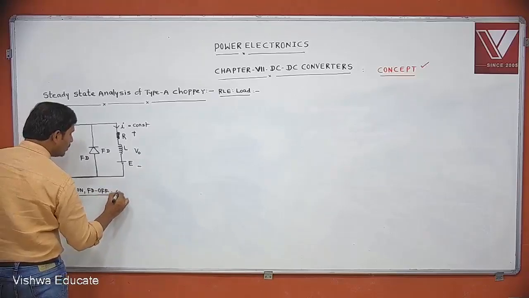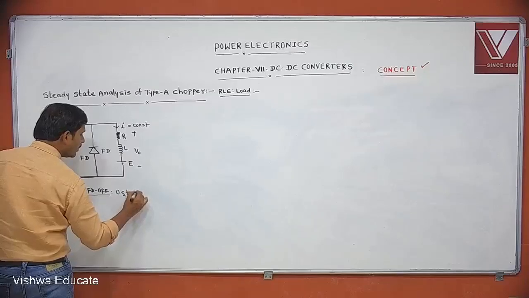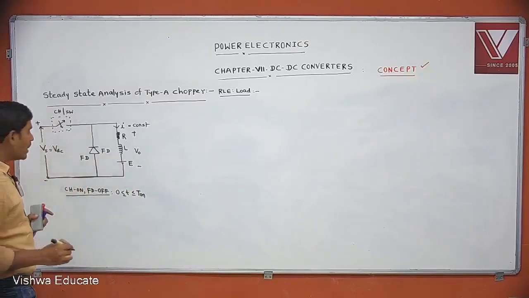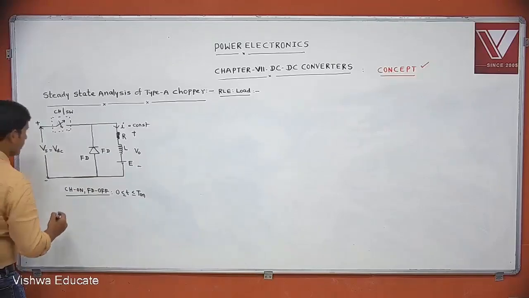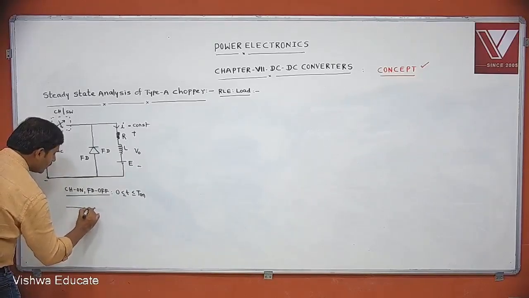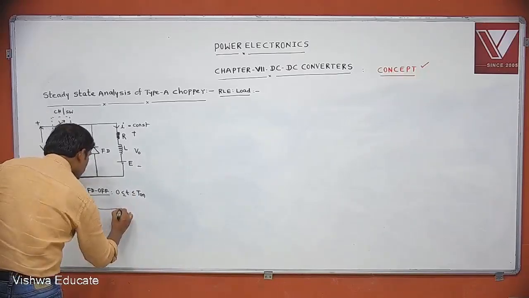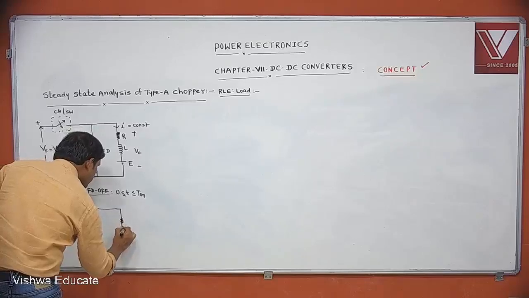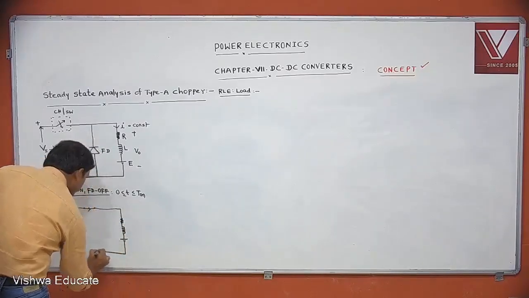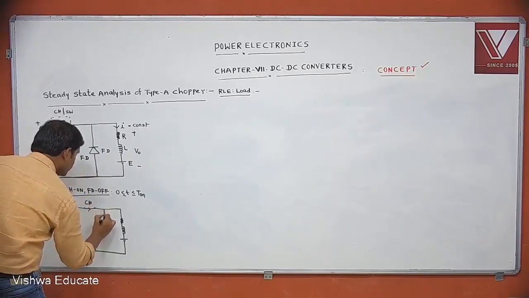The chopper is on for 0 less than or equal to t less than or equal to t on. Then what is the equivalent circuit? The chopper is on, this is the R, L, E, and this is the chopper or switch.